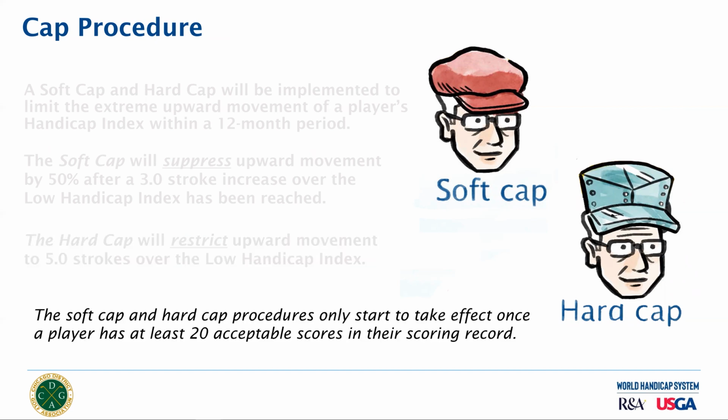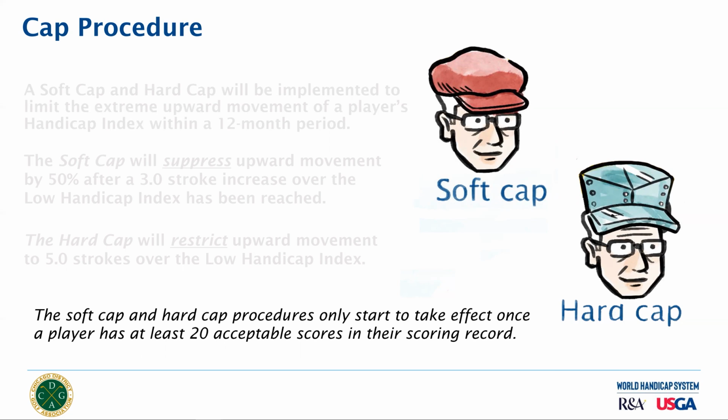The soft cap and hard cap procedures only start to take effect once a player has at least 20 acceptable scores in their record. And that's important to remember. If I only have 18 scores in my record, the cap procedure does not start. Once I have 20, then the cap kicks in. As with the playing conditions calculation, this is an automated process. The club has nothing to do to determine that it should start here, it should end there, this happened, that happened. It is all part of the algorithm of the formula.